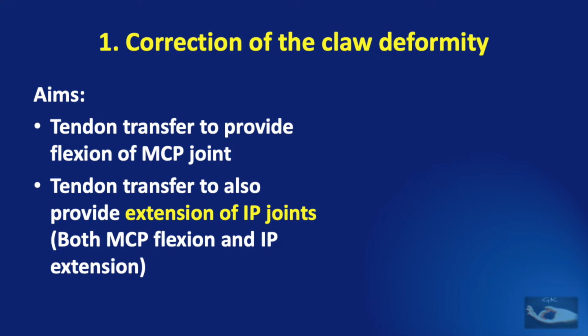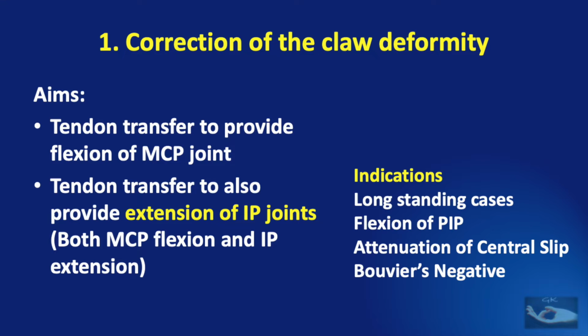But the need for providing extension of the interphalangeal joints also will be mostly in patients with long-standing duration of ulnar nerve palsy, with flexion of the proximal interphalangeal joint, attenuation of the central slip, and Bouvier's test negative. For more details on the Bouvier's test, kindly click on the link above.